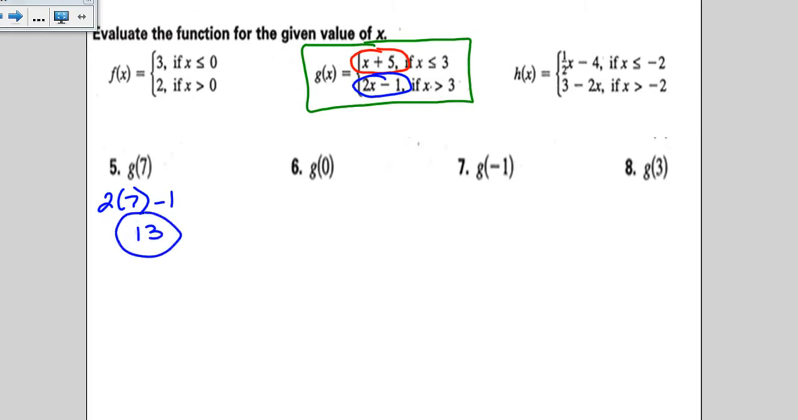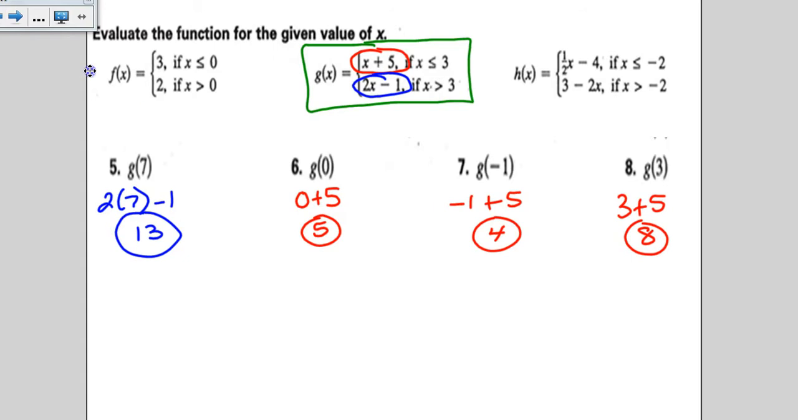Okay, g of 0, that would be less than 3, so we're going to use the top function this time. So we're going to use x plus 5. So 0 plus 5, which is a 5. g of -1, again, is less than 3, so the top function says x plus 5, or 4. And then g of 3, when we're equal to 3, again we use the top function. So 3 plus 5 gives me an 8.